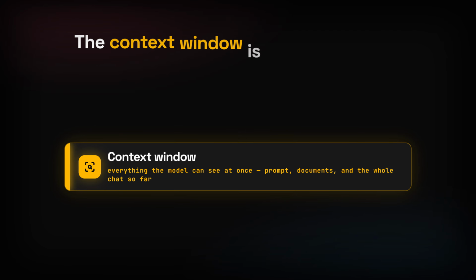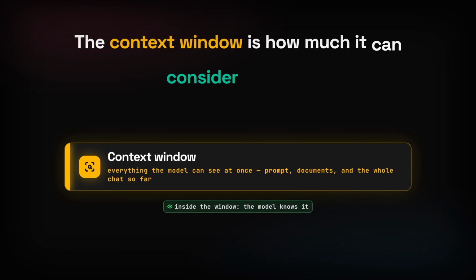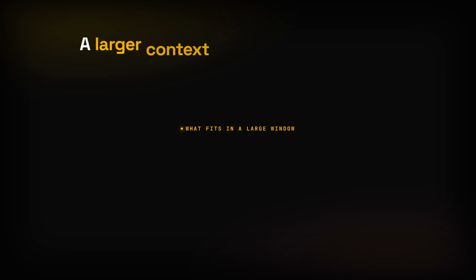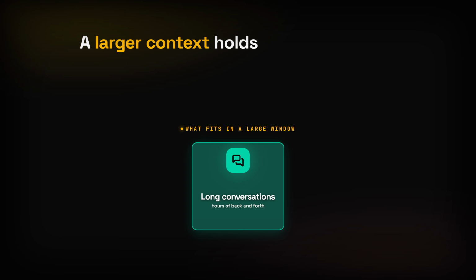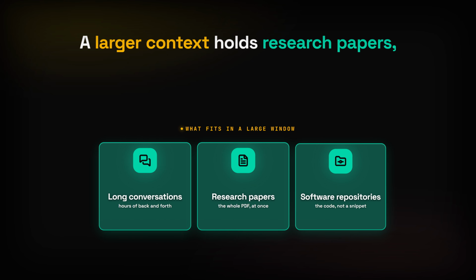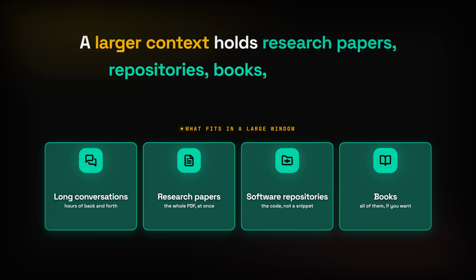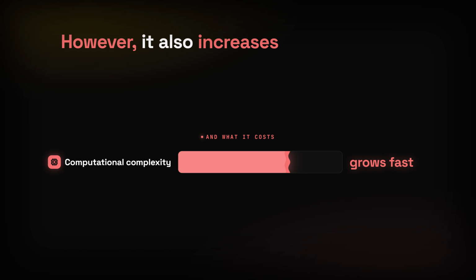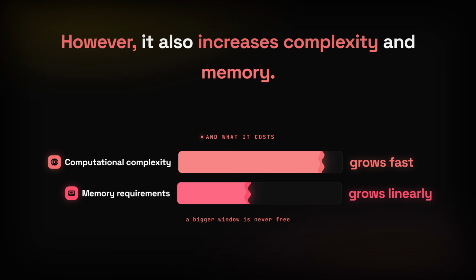The context window defines how much information the model can consider simultaneously. A larger context enables long conversations, entire research papers, large software repositories, books, and extensive code bases. However, increasing the context window also increases computational complexity and memory requirements.